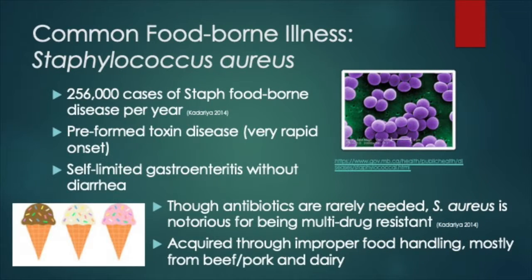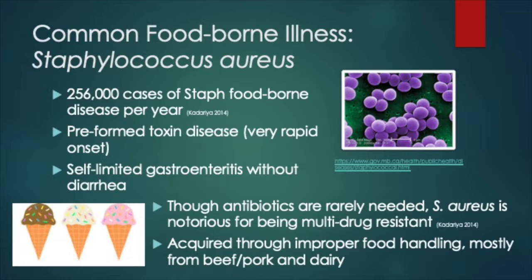Another common cause of foodborne illness is Staphylococcus aureus. Now, if you were to Google Staphylococcus infections, you'd find a huge number as it's one of the most common infections in general. But, more specifically, there are about 256,000 cases of staph gastroenteritis per year. The gastroenteritis it causes is also caused by preformed toxins, so if one is infected with staph, they can expect to have a very rapid onset of symptoms.